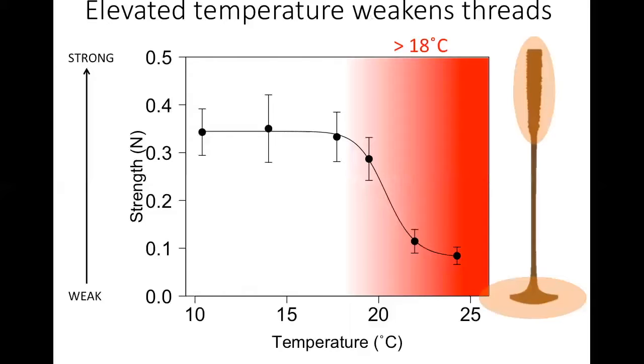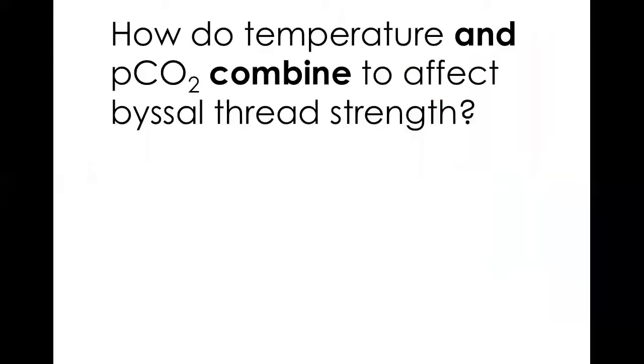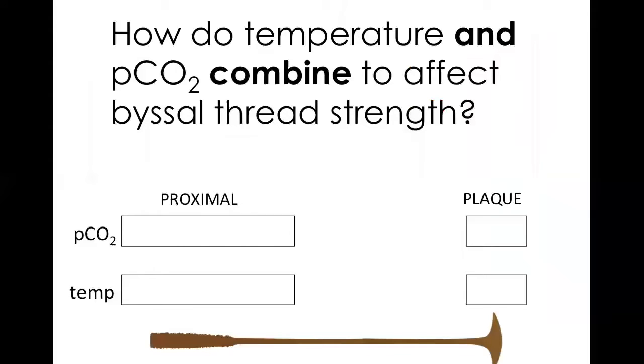We then exposed mussels to elevated temperatures. And what we found was that at temperatures above 18 degrees Celsius, we also saw a decrease in thread strength. And this was due to a decrease in the strength of the proximal region and the strength of the plaque. So the next question was, now that we know that temperature and pH individually affect threads, how do they combine to affect thread strength? So to think about this question, remember that there's 3 regions of the thread, and for temperature and PCO2, 2 of these regions, the proximal and the plaque regions, are the weakest links of the thread.